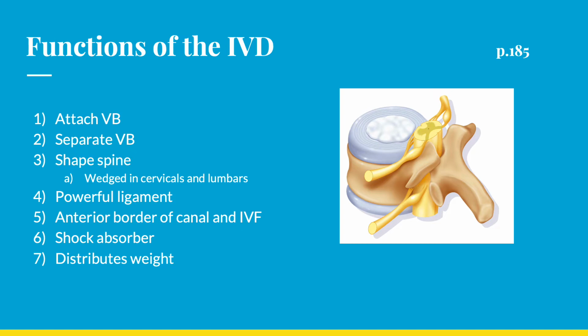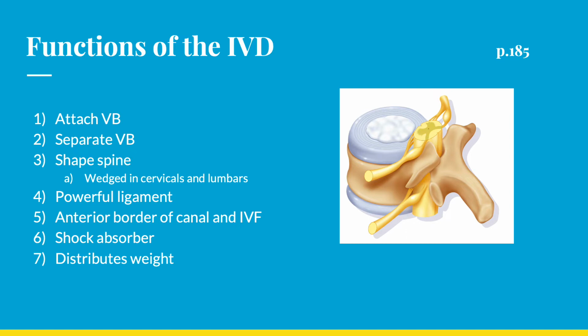Then number 5, they form the anterior border of the canal and intervertebral foramen. So don't forget your IVF drawings, because those will come back on this exam, because they're present on every single exam. The intervertebral disc between the two vertebral bodies was part of that anterior boundary of the IVF. So obviously, if you have any kind of issue or disruption in that intervertebral disc, that could create some consequences for the nerves that are sitting close to or traveling through the IVF.